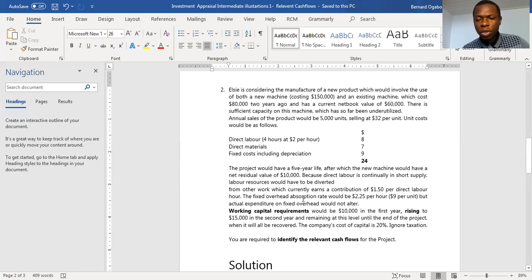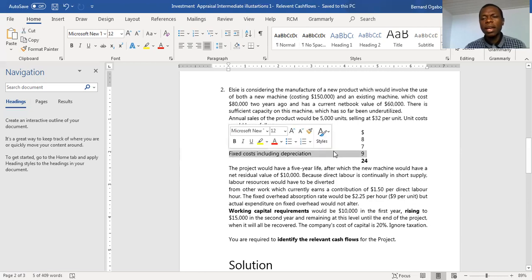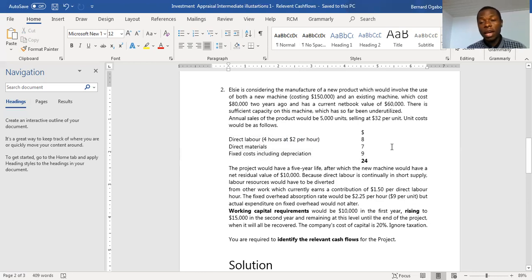The overhead absorption rate would be $2.25 per hour. So this $9 that is here, that is fixed cost including depreciation, is overhead, is apportioned, and all overheads are ignored when it comes to relevant cash flow, especially this depreciation. Depreciation does not involve the movement of cash, so it's not considered relevant in this case. So just note that. I would say something about it again as we progress.